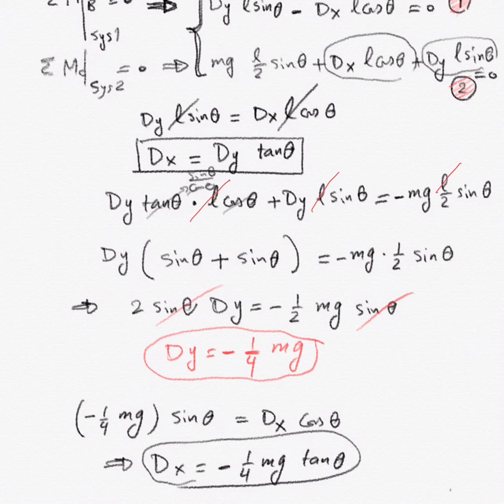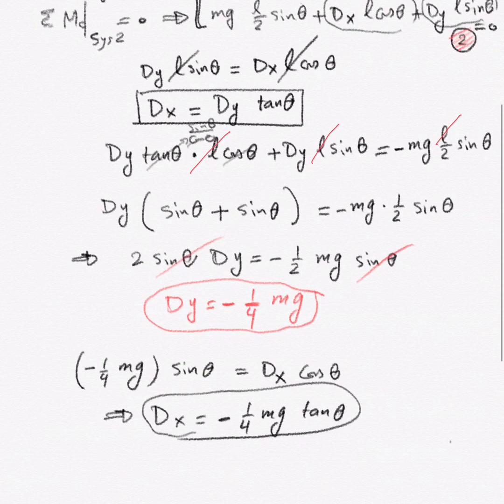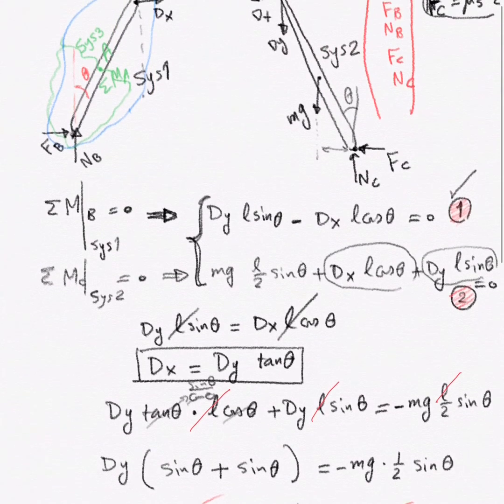So all I did was substitute dy in equation 1, this equation on top, and then you get negative 1/4 mg for dy times sine theta, because there is no L, L cancels out both sides in equation 1. Then take dx cosine theta to the right. Then you solve for dx. So you simply get negative 1/4 mg tangent theta for dx. Now I have my dx and dy. Now I go back to the problem here.